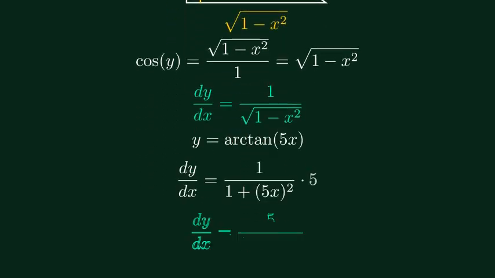Now, let's use the chain rule. Differentiate arctangent of 5x. The outside function gives 1 over 1 plus u squared, and the inside derivative is 5.